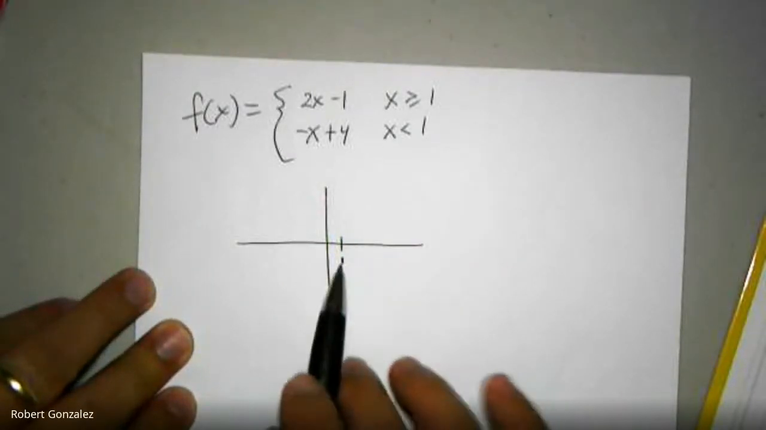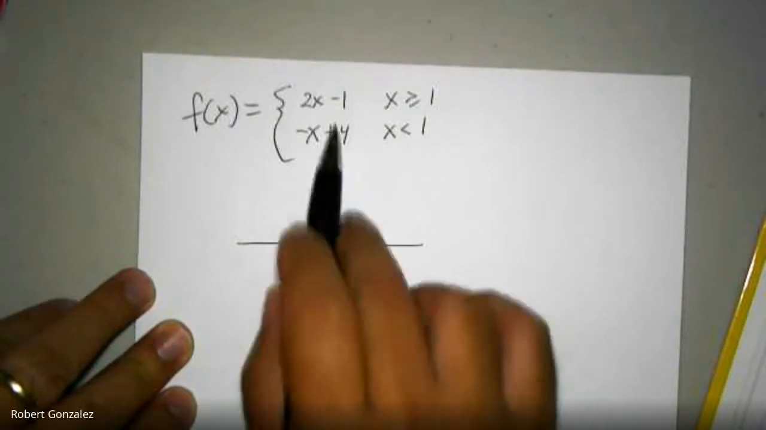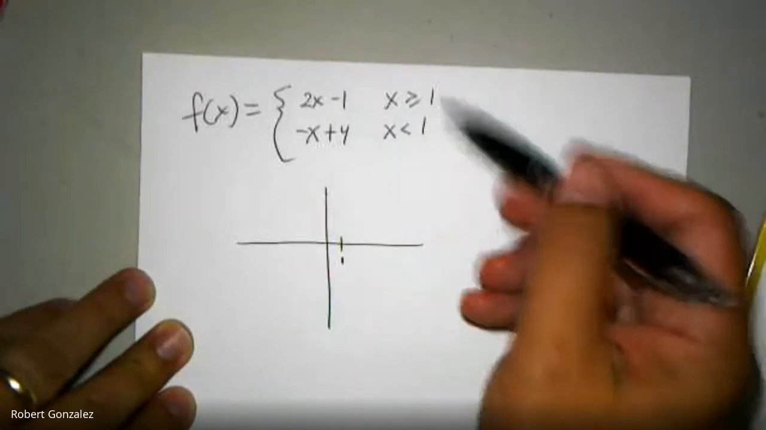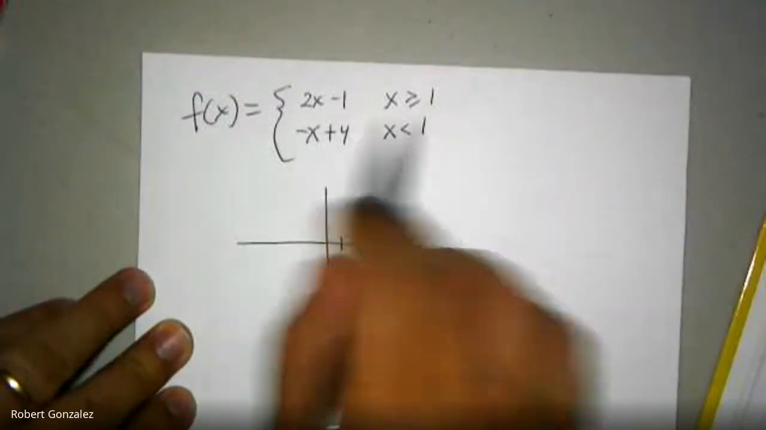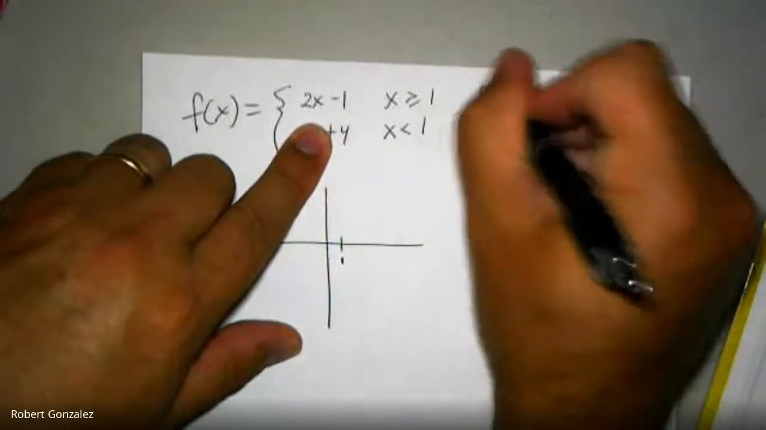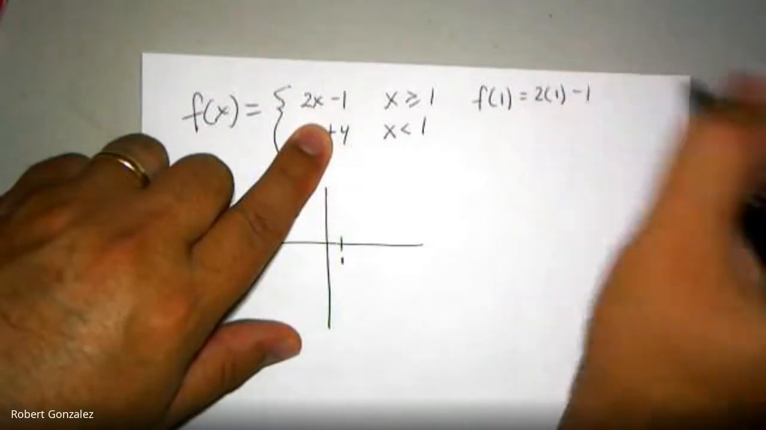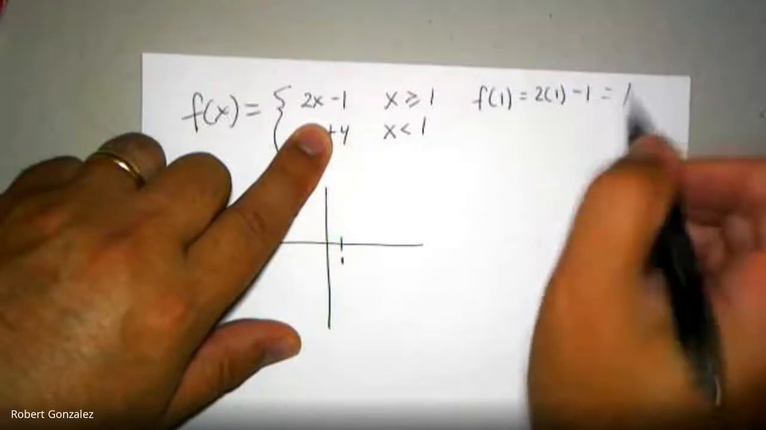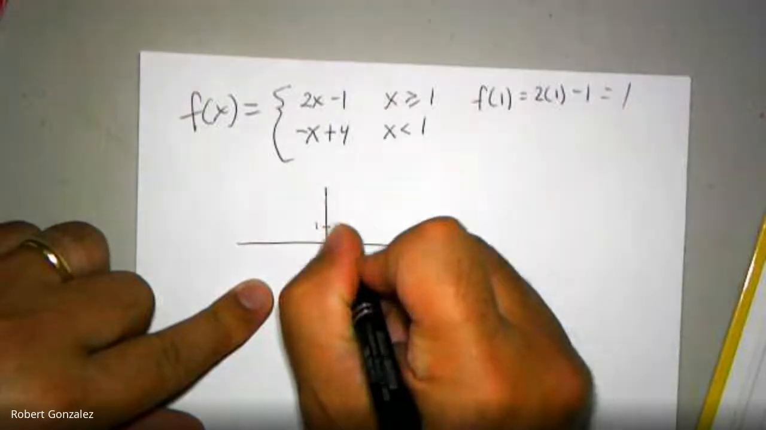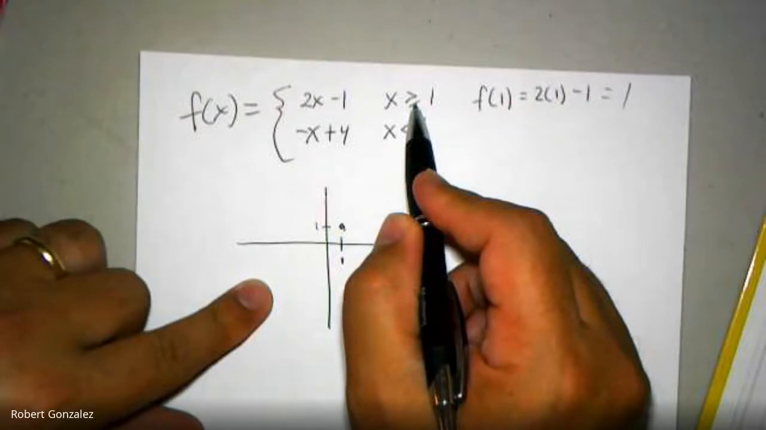Okay, so watch how I do it, because I do it a special way. So here's my 1. I know that's my cutoff point. Now, for each of these functions, I want to know what happens at 1. Let's start with the top one. If I plug in 1 to this function here, f of 1 is 2 times 1 minus 1, which equals 1. So I'm going to put a dot at the point 1, comma 1. And the reason I'm putting a dot is because I have the equals to right there. If I didn't have the equals underneath, I'd put an open circle.